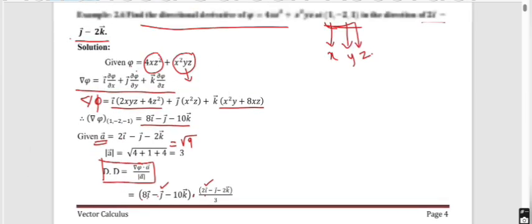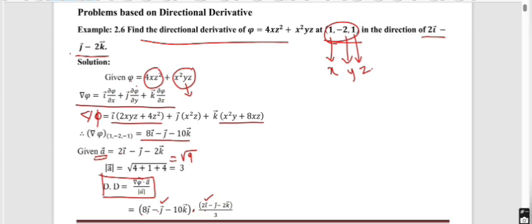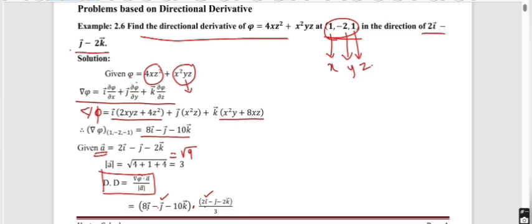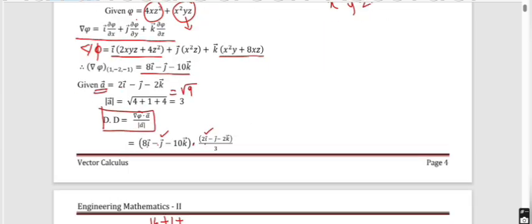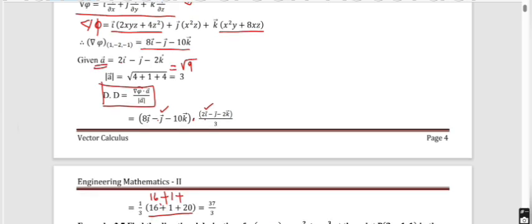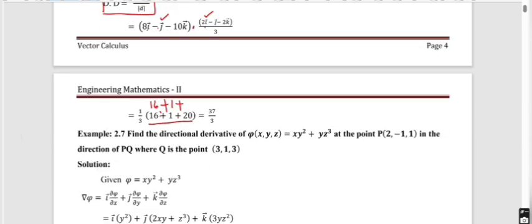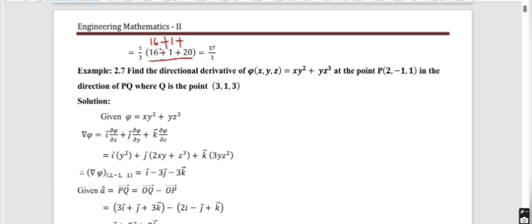So if the scalar point function phi is given, from this we find the directional derivative, and also the direction a vector and the point are given. From this we find the directional derivative using the formula del phi dot a vector by magnitude of a vector. The next problem, in the same way, we find the directional derivative using the formula.